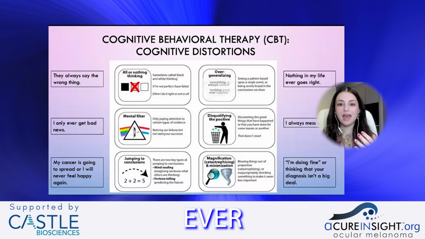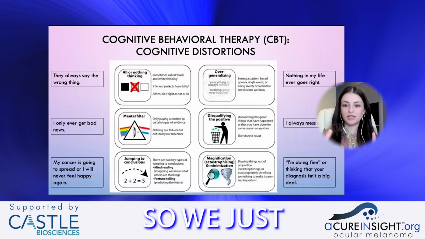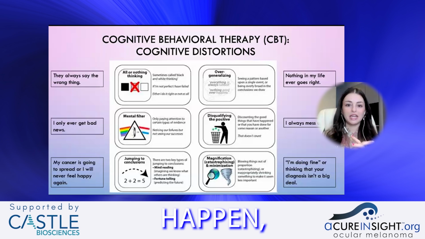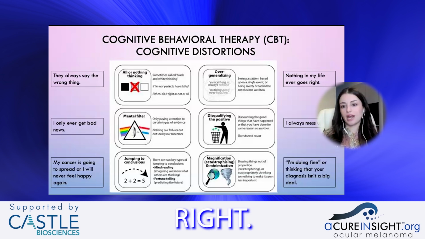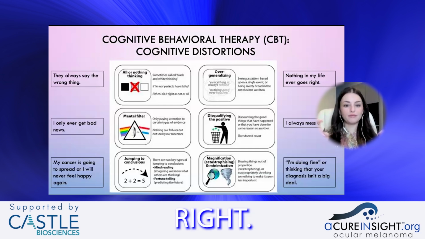So nothing in my life ever goes right. Disqualifying the positive. So we discount the good things that happen, right? Or that we've done, right? I always mess up, right? And we're not looking at the times where maybe we did something right.